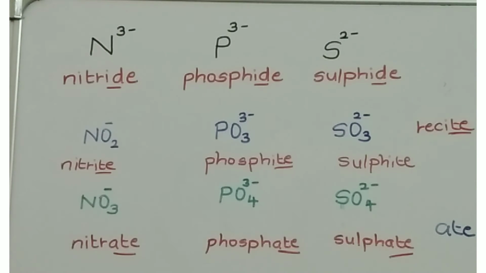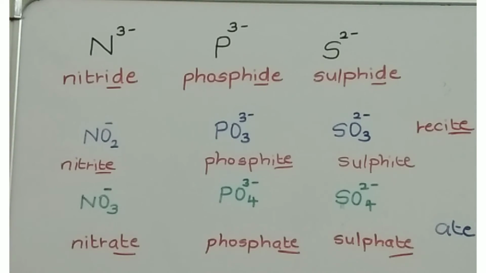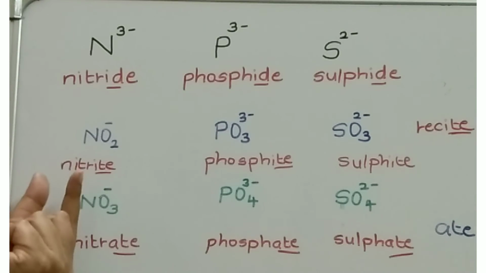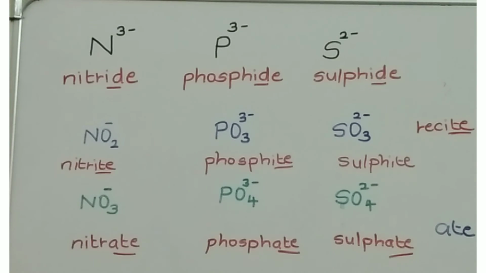Correct? So this way you can remember, because most of them make mistakes while writing the formulas. So just make a note of this. You can write IDE form for single species, that is nitride, phosphide and sulfide. Nitrite, phosphite, sulfite, the smaller numbers, correct.